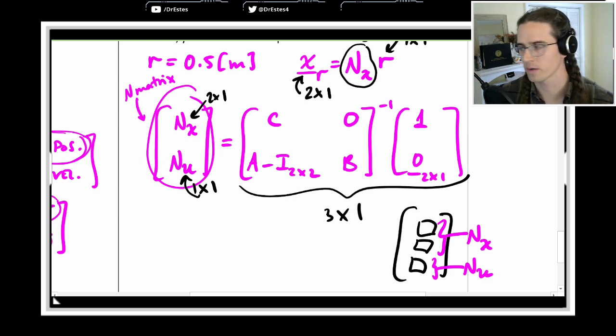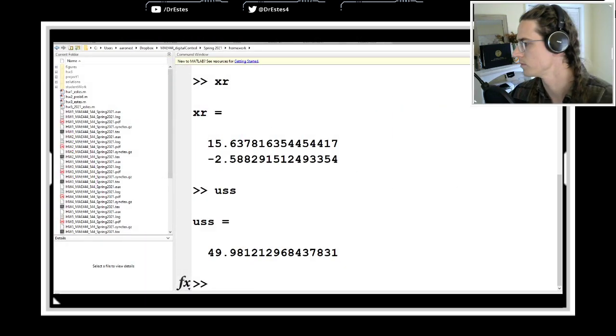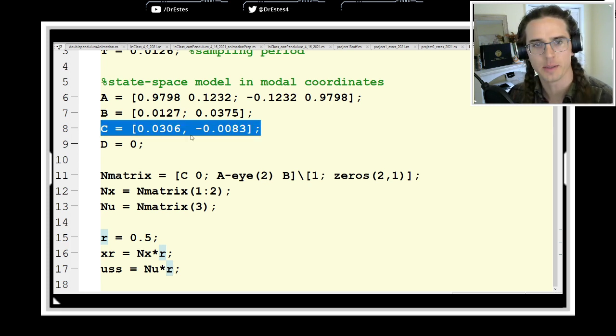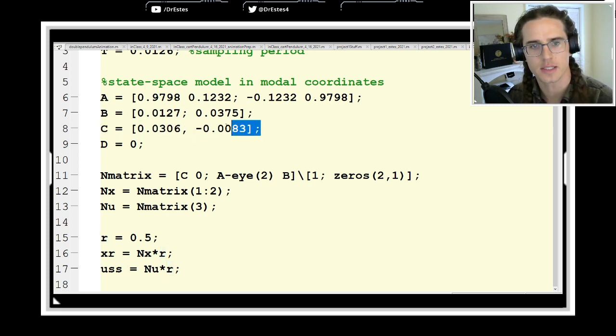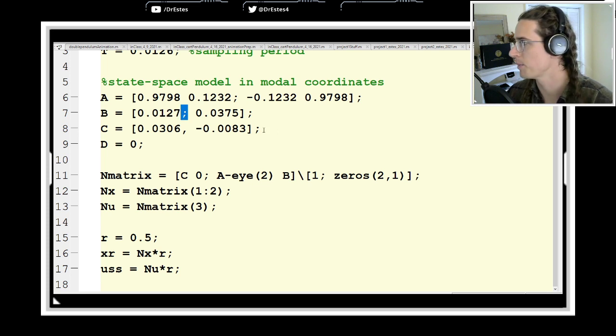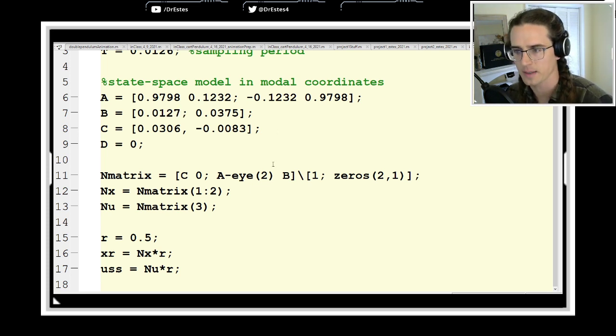Anyone else getting an error when trying to make the N matrix? Make sure all A, B, C, D's are the right size too. Like C is a 1 by 2, B is a 2 by 1. Like this has a comma, but this has a semicolon. Maybe little things like that. This is a semicolon here. Okay.